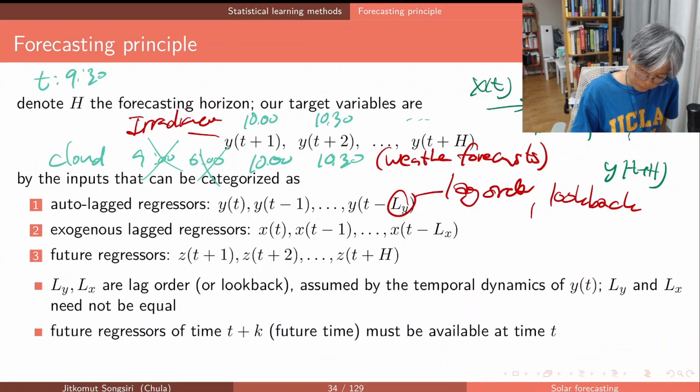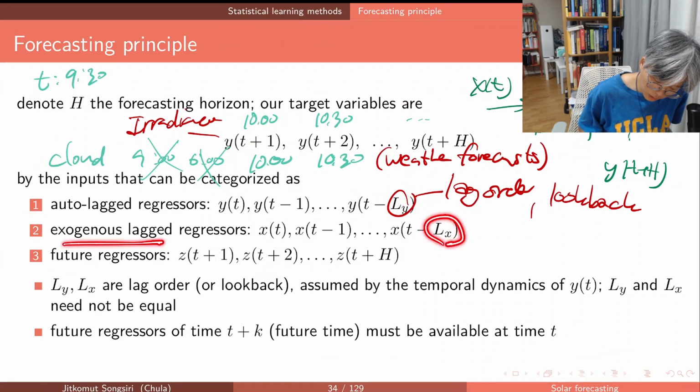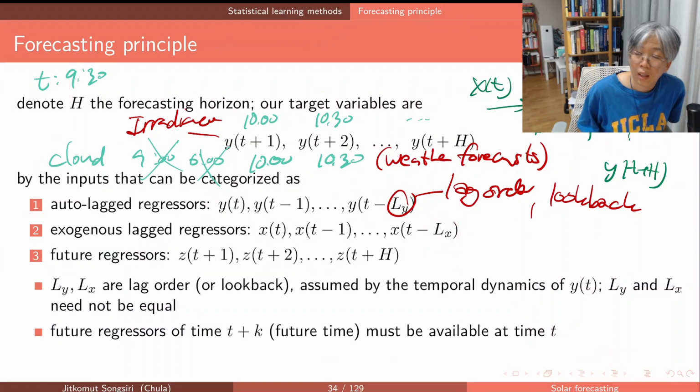There's one note. What else do I miss? The autoregressor lag order LY and the exogenous lag order LX do not need to be the same. You can choose them to be any value that you think is appropriate for explaining the dynamics of Y. But a lot of time you have to choose them to be equal because some of the model techniques require them to be so. But in general, in principle, they do not need to be the same.